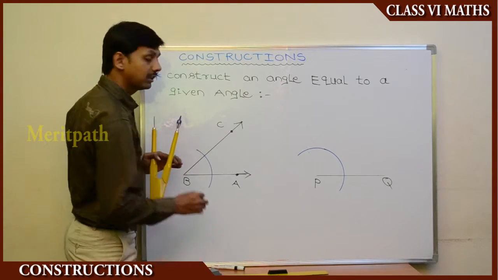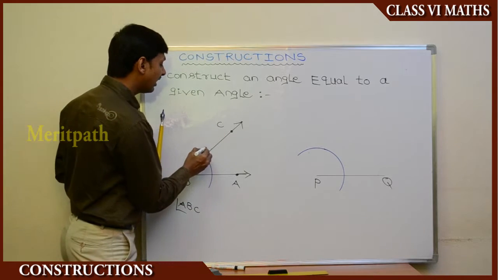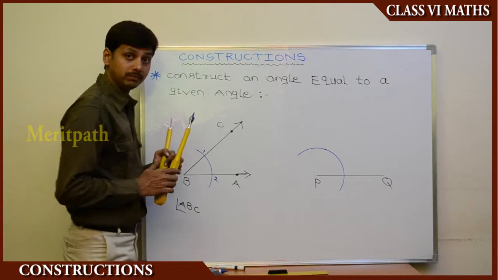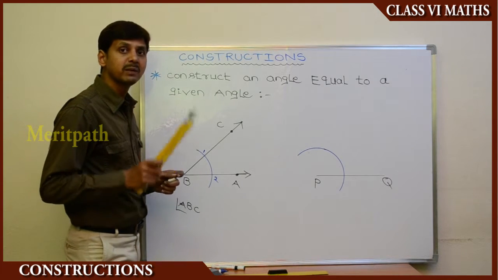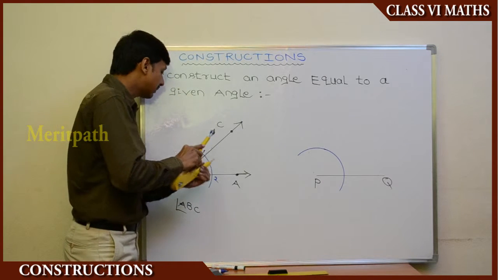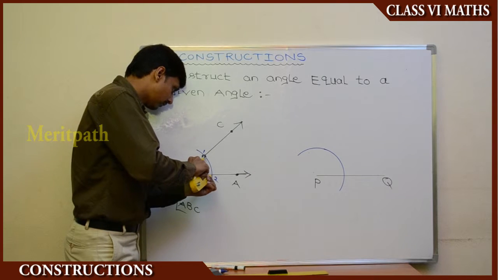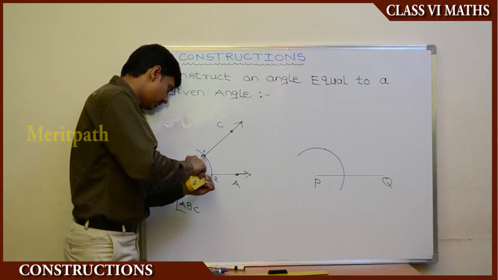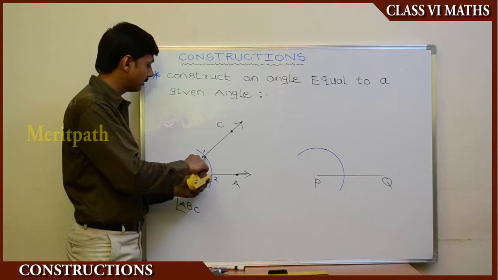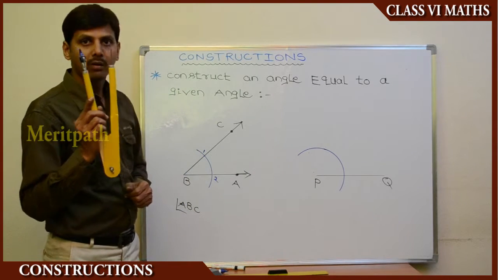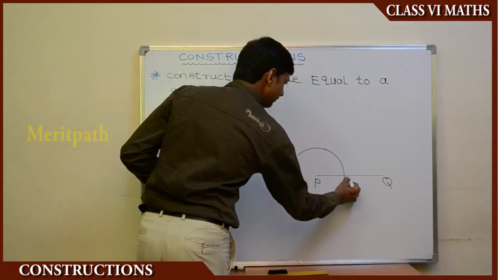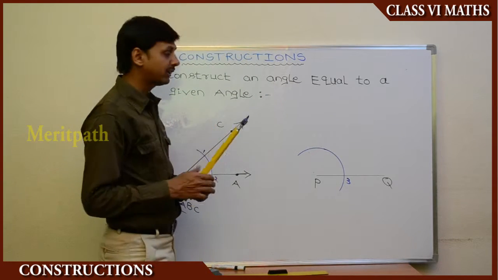So now we got the 2 points on angle ABC. Let's take them as 1 and 2. Let's see what is the distance between 1 and 2. So measure it with the compass. This is the measurement of 1 and 2. With 1 and 2 measured, we take this point as 3, as a vertex.